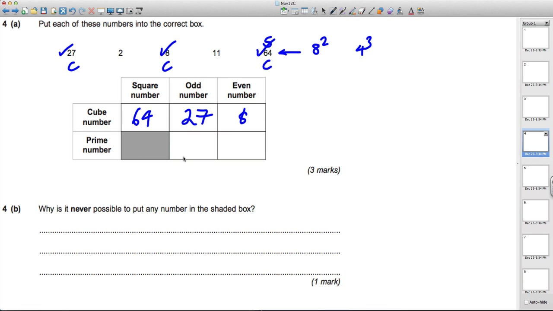Do we have a prime number that is odd? Well, yes, 11 is prime and odd. And do we have an even number that is prime? 2. 2 is the only even prime number. So it's a special number.